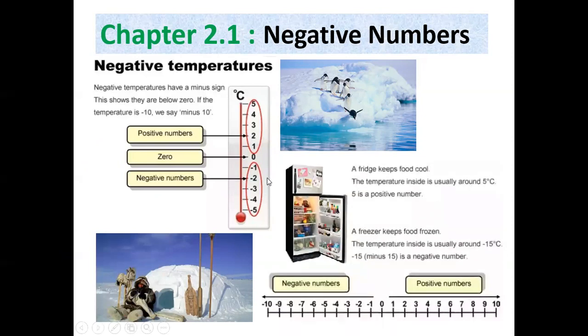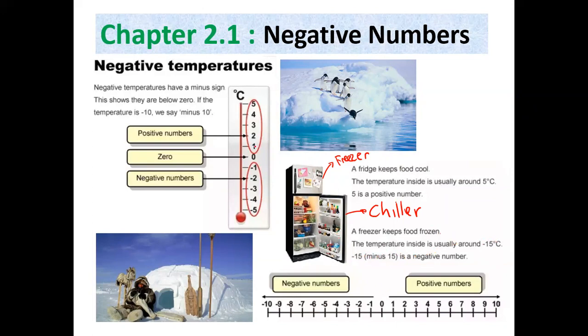Next. A fridge keeps food cool, and the temperature inside is usually around 5 degrees on the chiller part. And on the freezer part, it is always below zero because it has to freeze the water. The water becomes a solid state, so liquid becomes ice. The temperature inside is usually around -15 degrees. So -15 is a negative number.